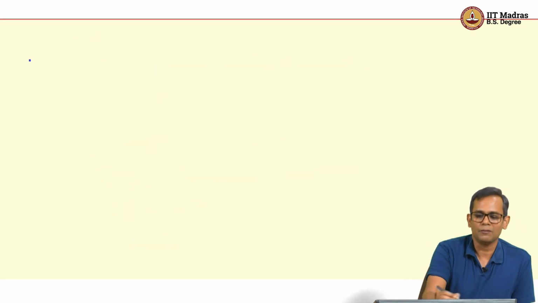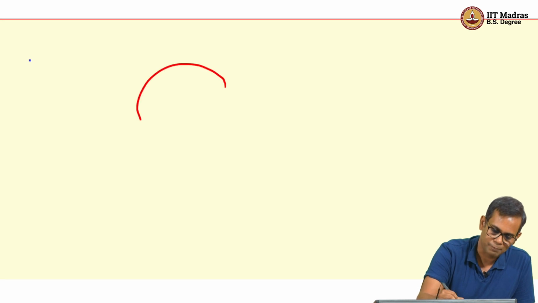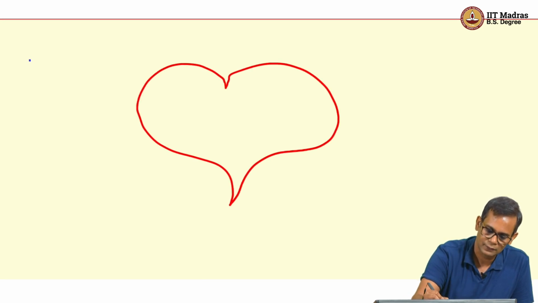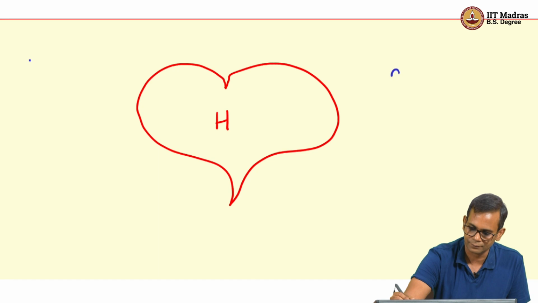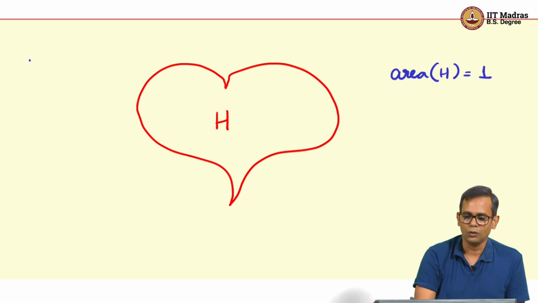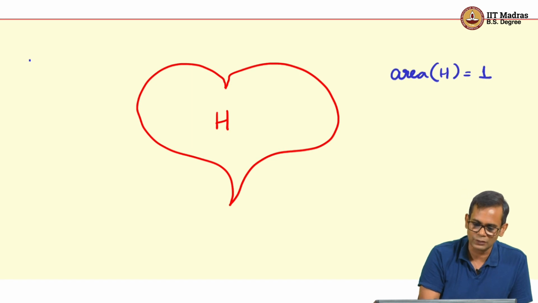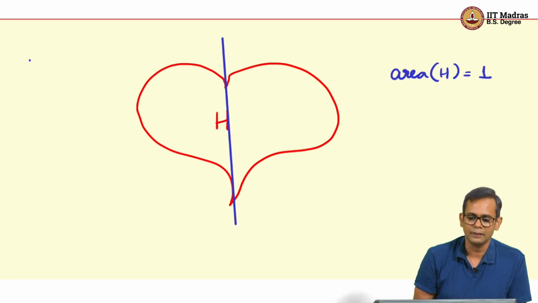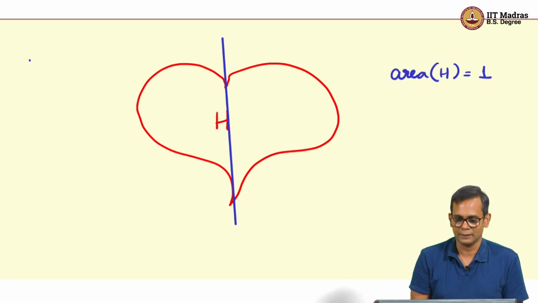Now, let us look at a somewhat geometric consequence of the intermediate value theorem. So, suppose I have some sort of shape. In this case I will draw a heart, let us call it H, and let us say that the area of this heart is 1. If I had drawn a perfect symmetric heart, then you would not be surprised if I told you that a vertical line through the center would divide this heart into exactly 2 equal parts in terms of area.